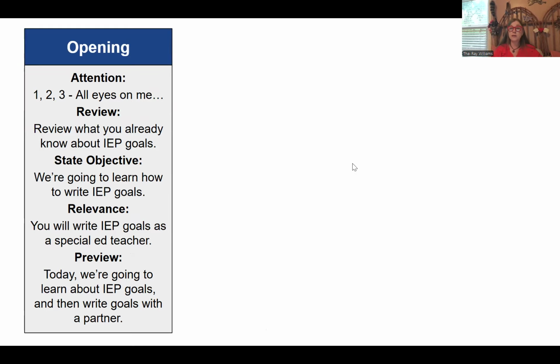All right, so here's what that might look like. An explicit instruction lesson opening might start with "1, 2, 3, all eyes on me." We know that one. Then we would review what you already know about IEP goals. Then I'm going to tell you what we're going to learn today: we're going to start learning how to write IEP goals. That's what we're going to be working on.